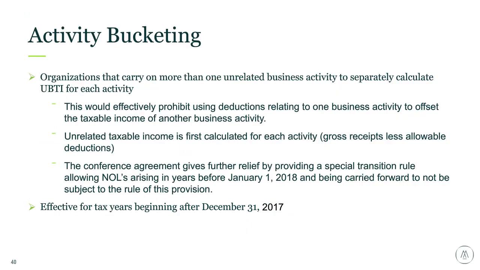So with regards to activity bucketing, this is one of the bigger changes for tax-exempt orgs in the law, and that is, organizations that carry on more than one unrelated business activity need to separately calculate their taxable income for each of those activities. So this would effectively prohibit using deductions from one activity to offset the income from another. So if you've got one UBI activity that's driving a loss, you couldn't net it together with your income activities. You previously could, but now we've got to separately account for them and calculate them separately.